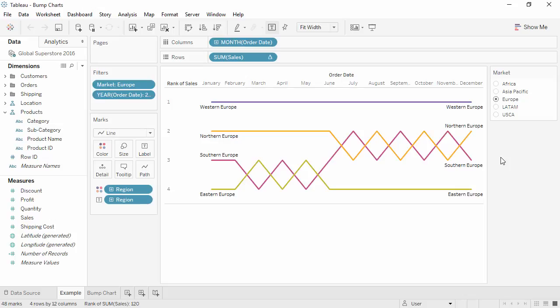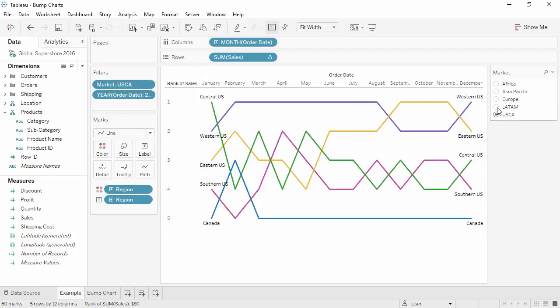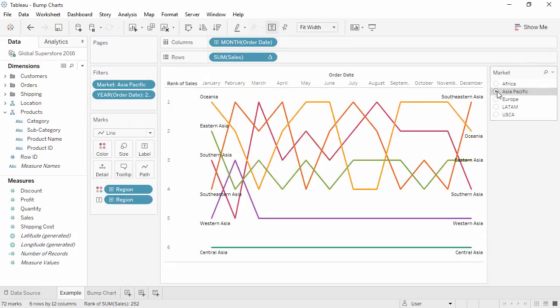A bump chart is a line chart that shows the change in rank over time. It can easily convey the ranks at the start and end of the time period, as well as changes in ranking over time. Our bump chart will look at profits across the markets in Superstore.